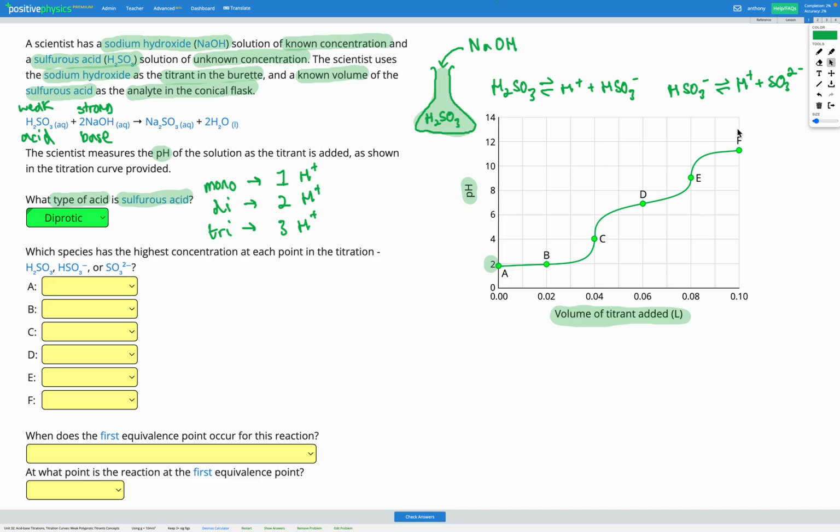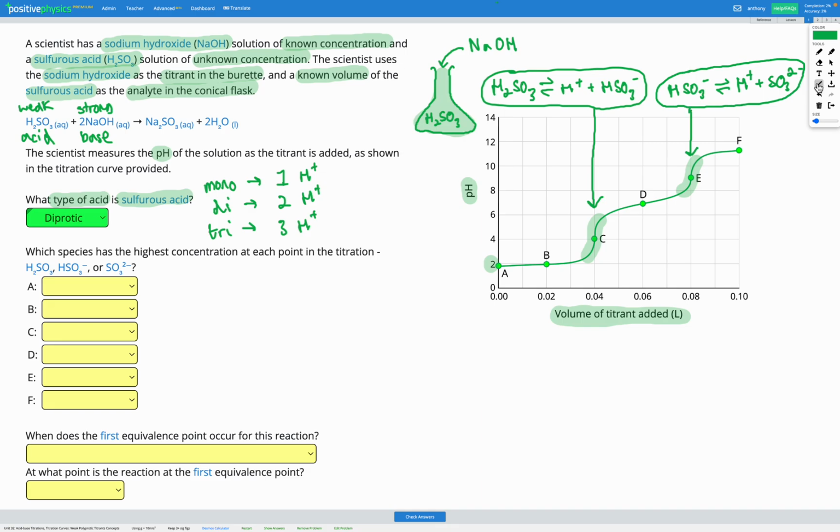And if we look at our graph here, usually when we had our previous questions, which were monoprotic acids, we just had one of these inflection points or one equivalence point. In this question, since we have a diprotic acid, we have 2 equivalence points. So the first equivalence point here is going to be when this first reaction is complete, when all the H2SO3 has been converted into HSO3 minus. And then the second equivalence point here is going to happen when all the HSO3 minus has converted into SO3 2 minus.